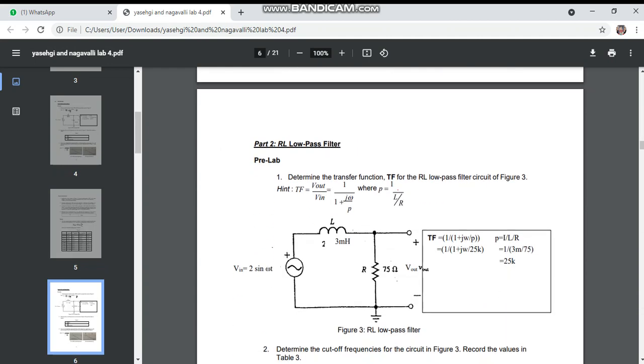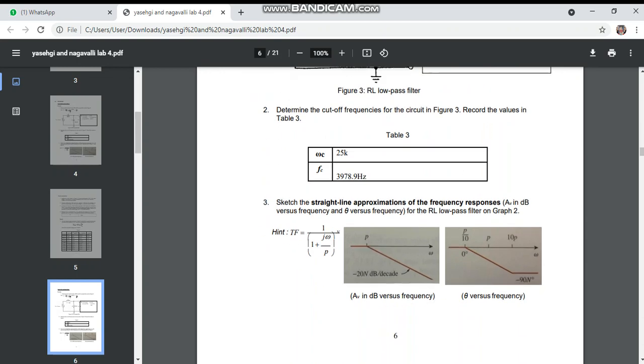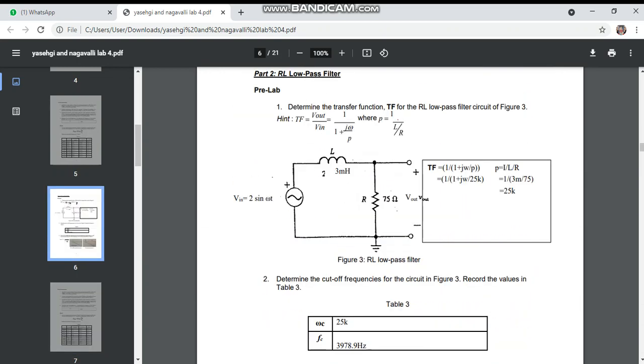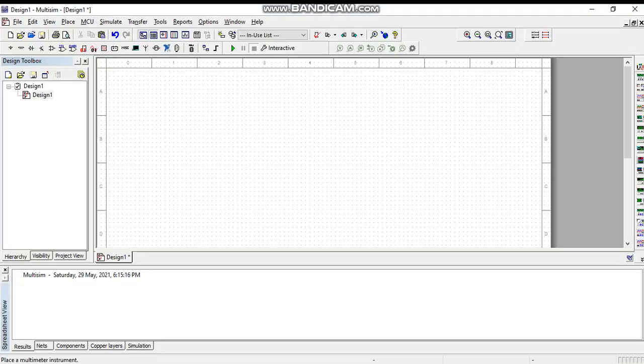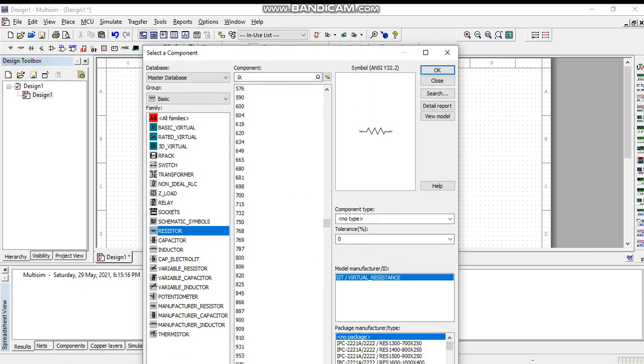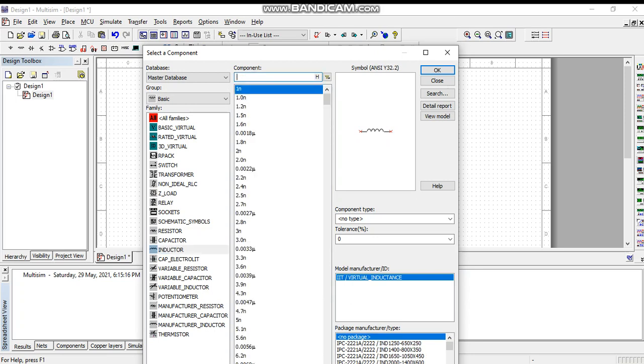Now we proceed to Part 2. Part 2 is the RL low pass filter. We're going to construct the Figure 3 circuit, the RL low pass filter, now. The inductor is 3 milli.